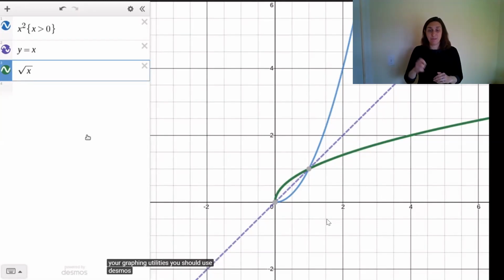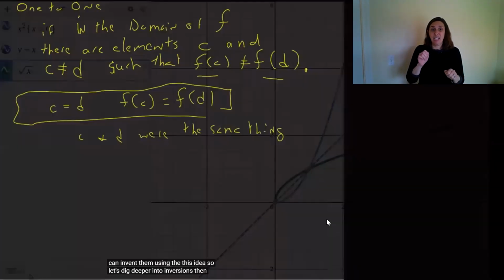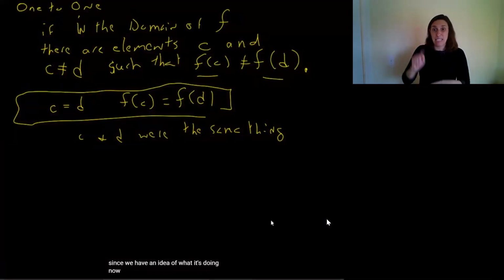Use your graphing utilities. You should use Desmos. You should use your graphing calculator to look at some of the functions and the inverses to make sure things are working. And this becomes a very useful tool because you'll find there are some mathematical steps we don't have an operation to invert, so we can invent them using this idea.